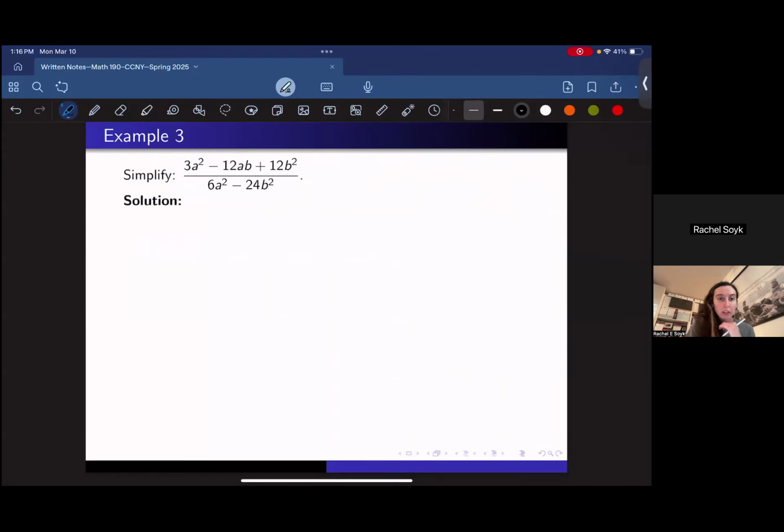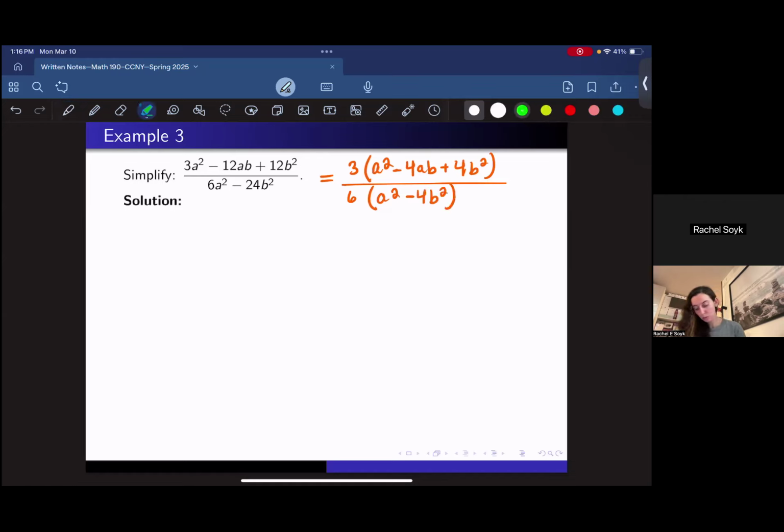Let's look at another example together. And here, let's maybe first pull out some greatest common factors. In our numerator, we can pull out a 3 from each term. And when we do, we're left with a squared minus 4ab plus 4b squared. In the denominator, we can pull out a 6 from each term. And when we do, we're left with a squared minus 4b squared. And so that 3 divided by 6 can be simplified to 1/2.